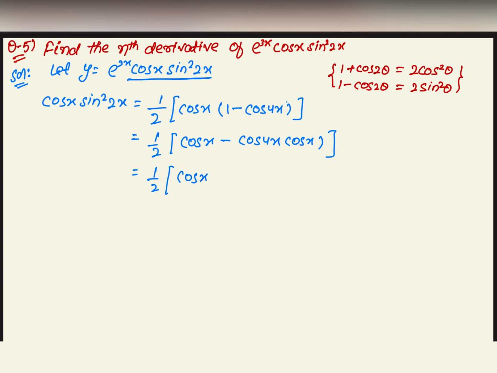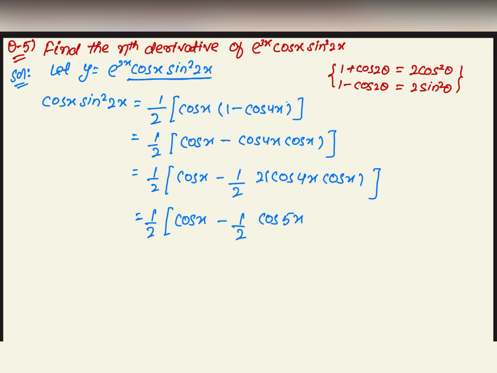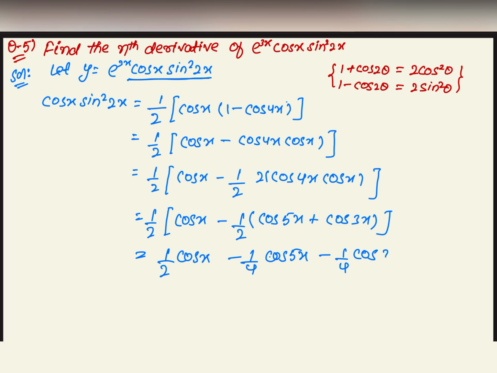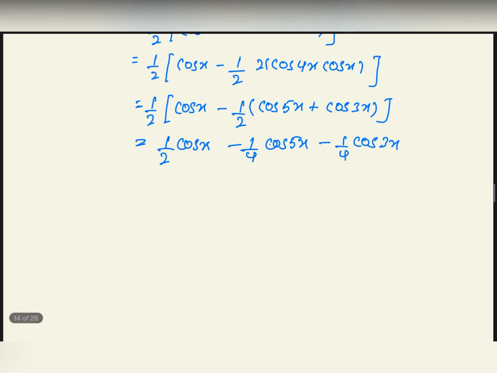And friends, we studied this in class 11, 2 cos a cos b formula. So whatever its formula is, I am going to apply the same formula here. This 1/2 cos x minus 1/2 cos a plus b, that is cos 5x, plus cos a minus b, that is cos 3x. So this becomes 1/2 cos x minus 1/4 cos 5x minus 1/4 cos 3x.